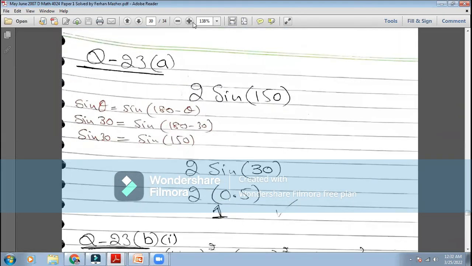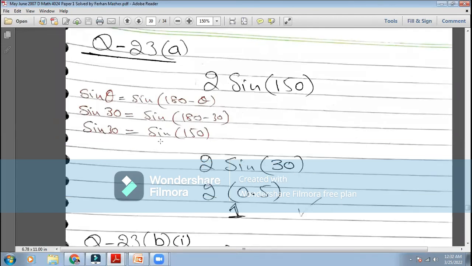So let me show you. Okay, so 2 sine 150, I want to find its value. And remember this formula: sine theta is equal to sine of 180 minus theta. So sine 30 will be sine of 180 minus 30, and that will be sine 150. So whatever is the value of sine 30, the same is the value of sine 150.